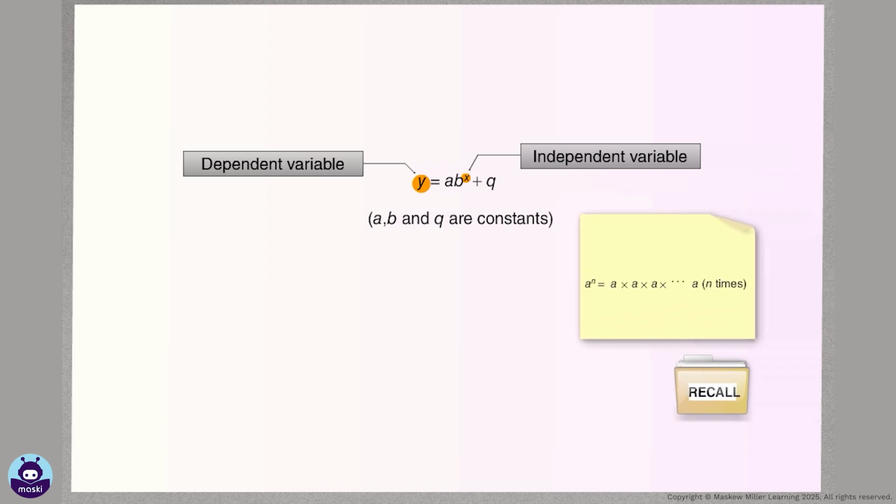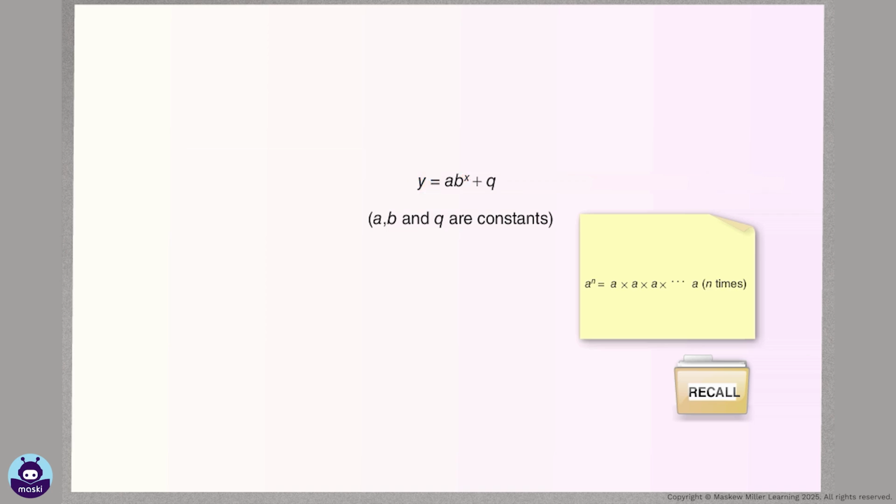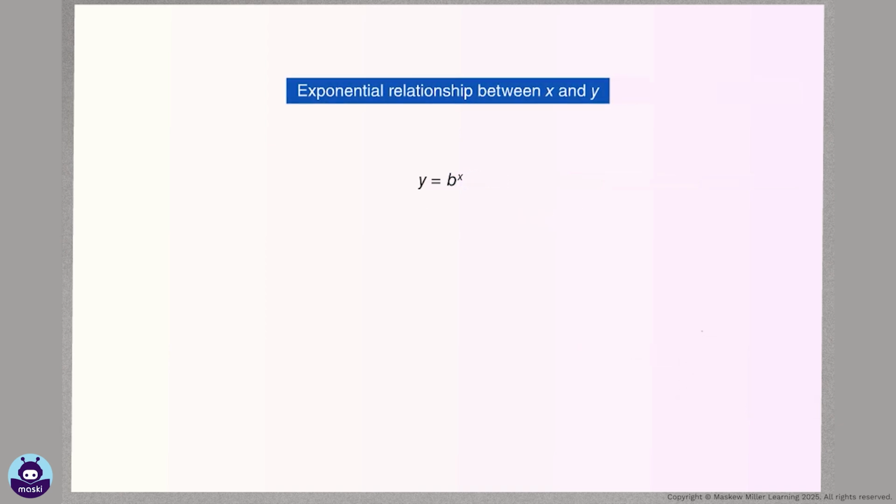Looking at the function y = a·b^x + q, we see that the base is b and the exponent is x, the independent variable. Therefore, there is an exponential relationship between the independent and dependent variables because of the b^x term. Here, b is multiplied by itself x times. Notice that the terms a and q are constants that are multiplied or added to get the value of the function. But the relationship between the two variables is still exponential.